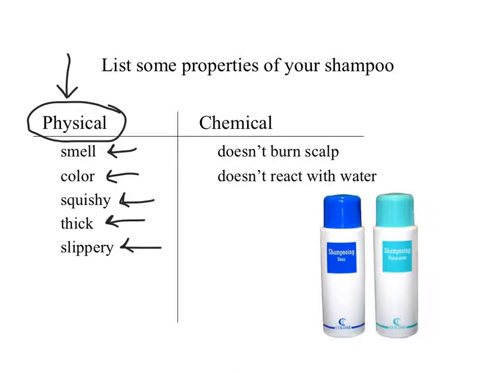Now, the chemical properties of shampoo are a little harder to figure out at first because you have to think about, well, what can or can't it do to create a new substance?